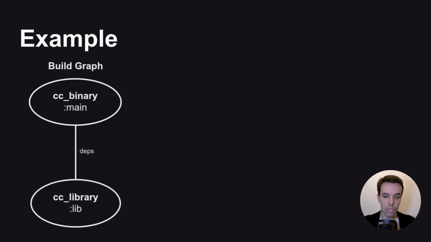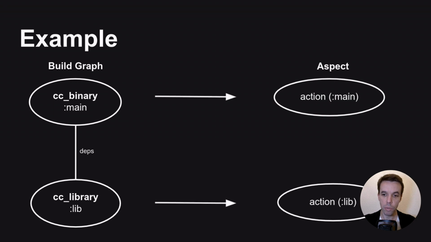As an example, let's imagine we have such a build graph. Here we have a CC binary called main that is linked to a CC library called lib through its dependency. Here's the build graph viewed through the dependency attributes. If you run an aspect onto this build graph, you will run two actions: the first action on the library and then an action on the main. Those actions can be anything that Bazel can do, like building files, creating files, gathering data, etc.